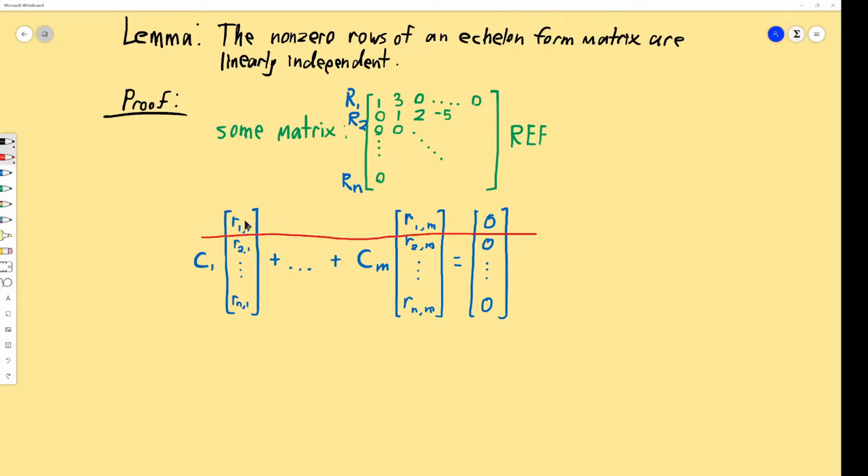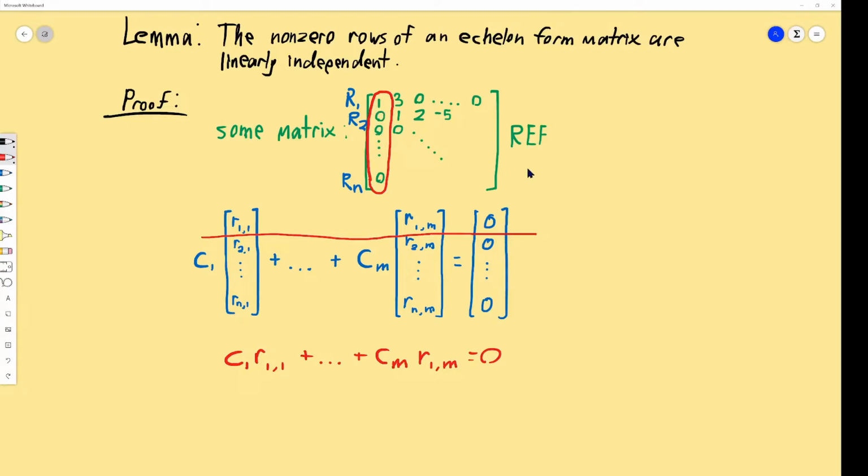The first row, the first equation of this linear system right here, says that a bunch of constants multiplied by the first entries of each of the rows in the matrix is equal to 0. In other words, C1 times the first entry of the first row plus all the way to Cm times the first entry of the mth row is equal to 0. But if we look at this row echelon form matrix, all of the first entries of each of the rows in the matrix make up the first column of the matrix.